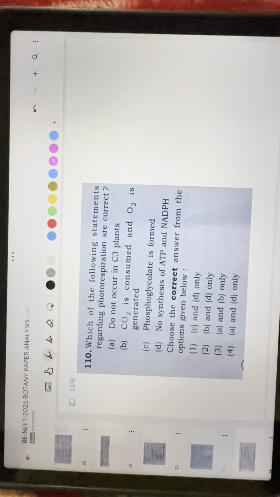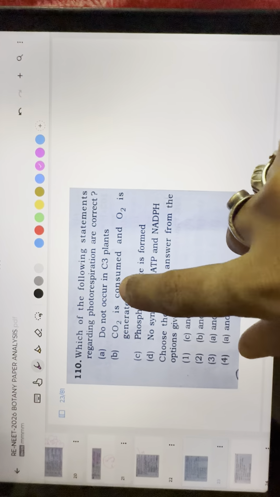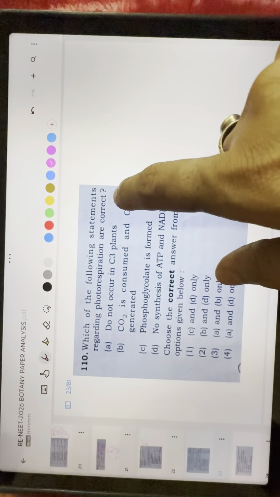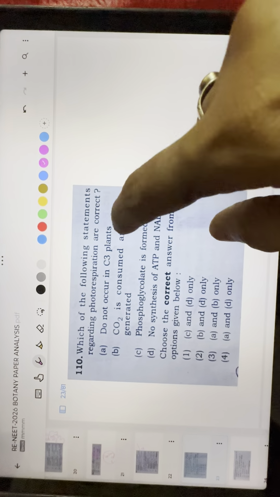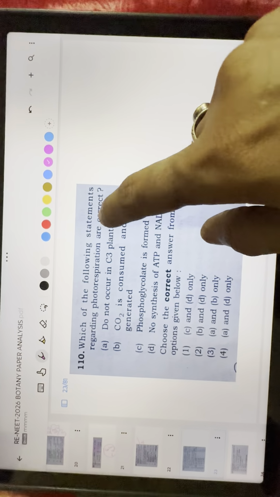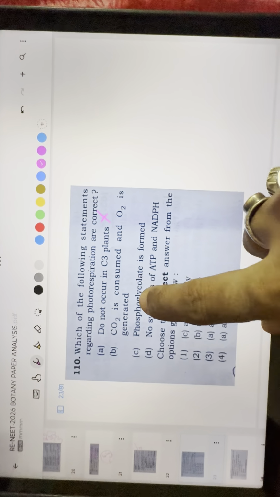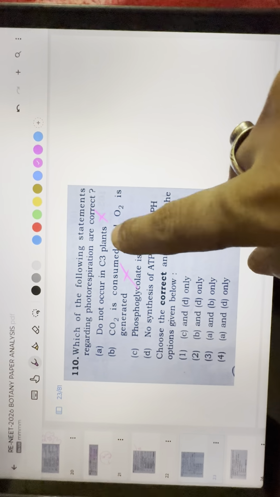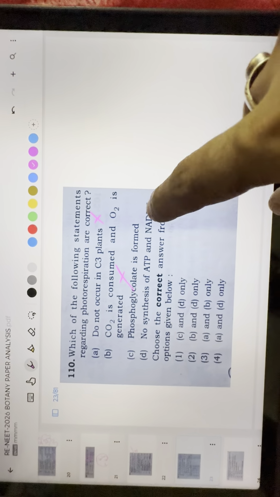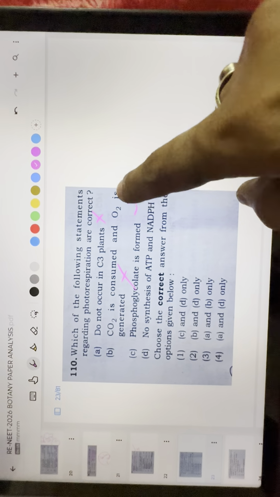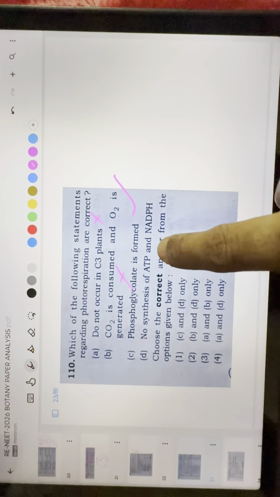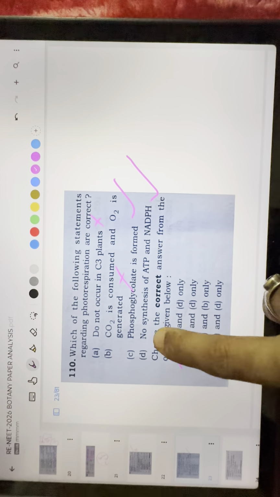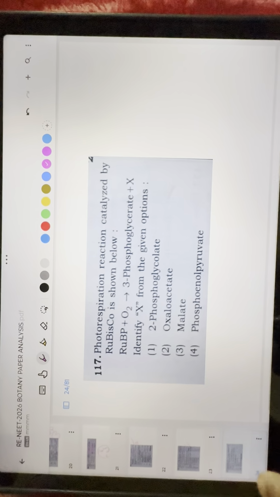Next, and what about the photorespiration? Which of the following statements regarding photorespiration are correct? Do not occur in the C3 plants. No, it will occur in the C3 plants. Carbon dioxide consumed or oxygen is generated. No, oxygen is consumed and carbon dioxide is generated. Phosphoglycolate is formed. Yes, correct. No ATP and NADPH formation. Yes, correct. Only C and D are the correct statements.